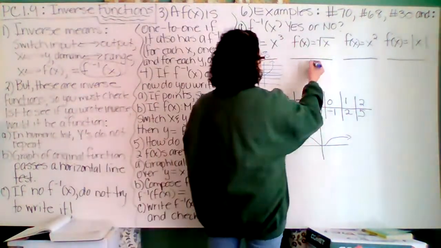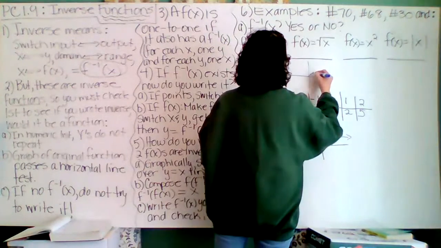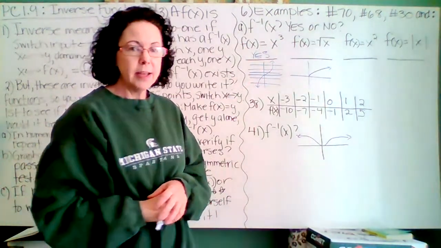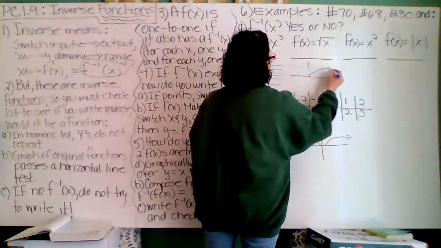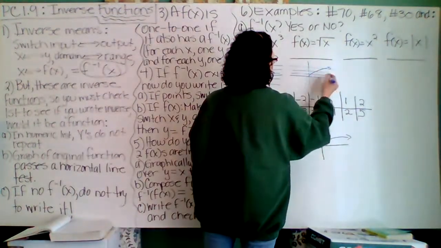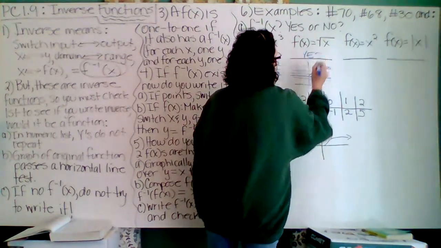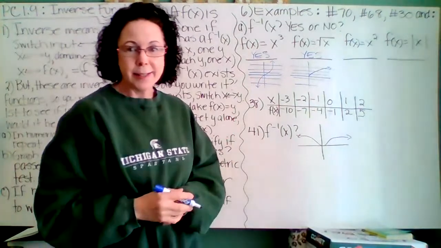The square root of x looks like this. We did tons with that on 1.7 in our activity. Does this pass a horizontal line test? Yes, it does. It only hits at 1 point or less.